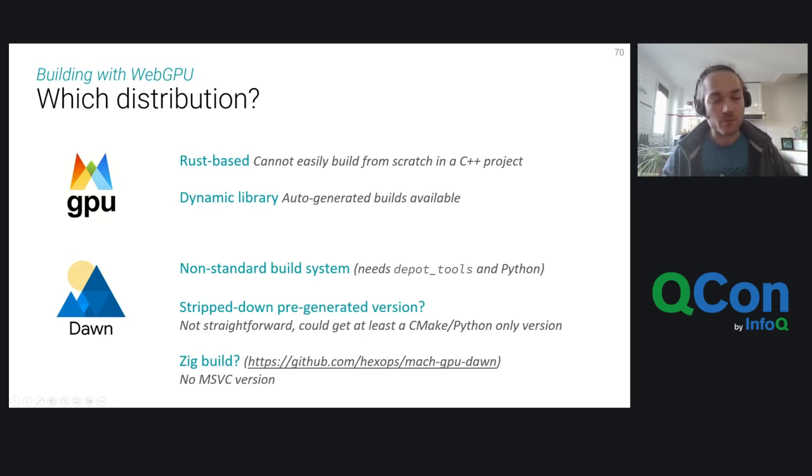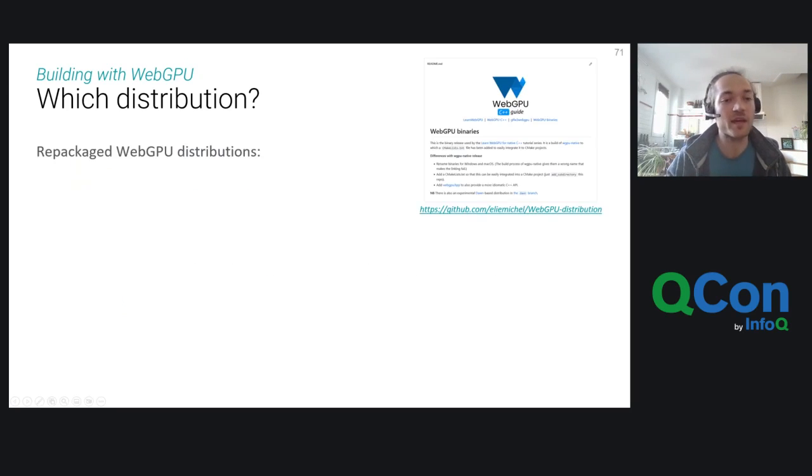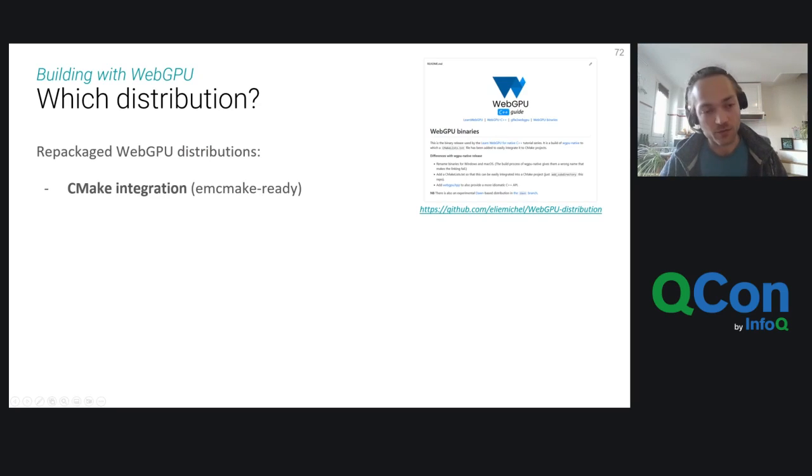The only thing was that there were some issues with the naming, and some binaries were missing sometimes, so I had to fix it a little bit. That's why I ended up repackaging the distributions of WebGPU. I did two, one based on WGPU native, the other one on Dawn, so that we can compare equally.